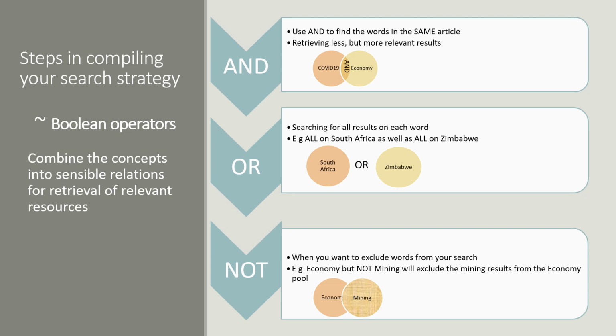A NOT between terms will exclude all the references on that term from your results. For example, you want all the information on economy, but not in the mining sector. So, economy NOT mining, will exclude mining references.